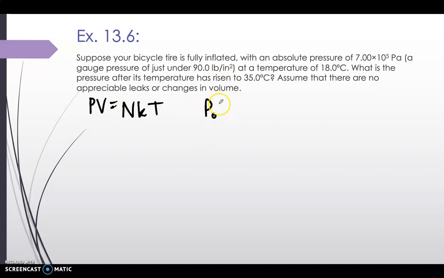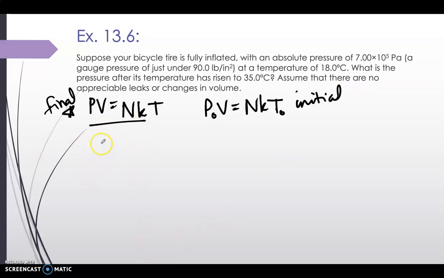So what we'll say is that the starting pressure times the volume, because the volume doesn't change, is equal to Nk times the initial temperature. And we'll take that and divide the final pressure and temperature equation. So we're going to take the final, PV equals NKT, and divide it by our initial state.